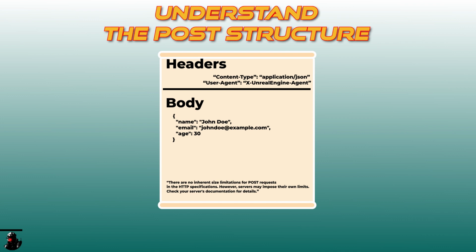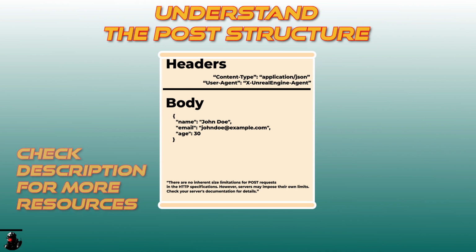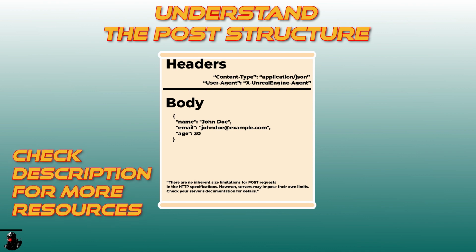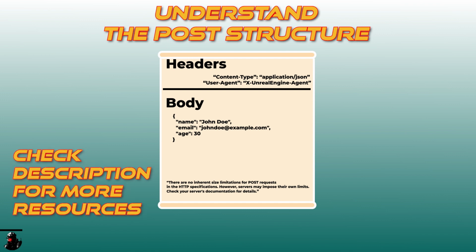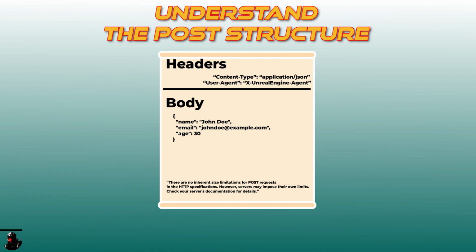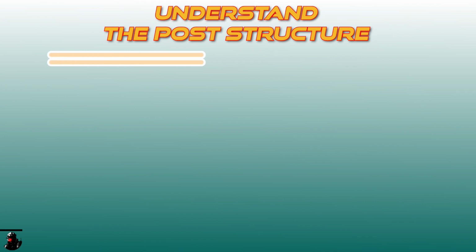For example, a header might indicate that the content type is application/JSON, telling the server to expect JSON formatted data. In the description, there are links to Excel sheets that show all the headers that we use in both the request and responses. The body of the request is where the data you want to send is stored. Unlike GET, which appends data to the URL, POST carries its data here, allowing for more security and capacity.